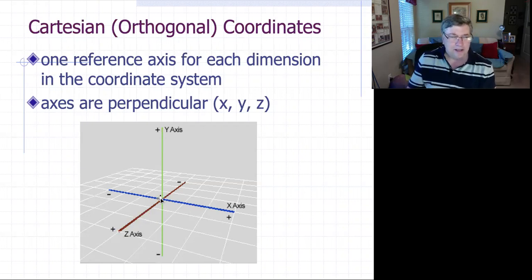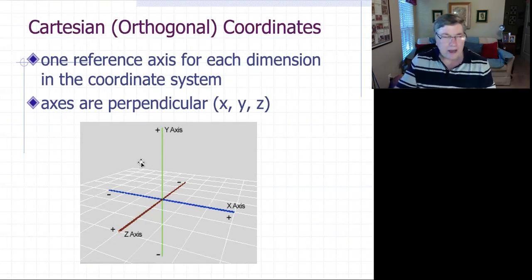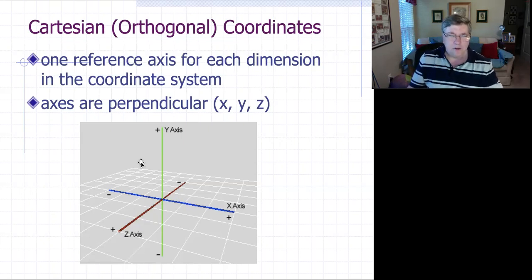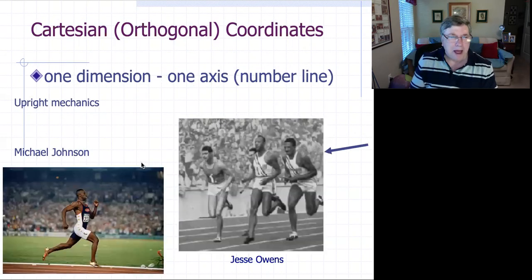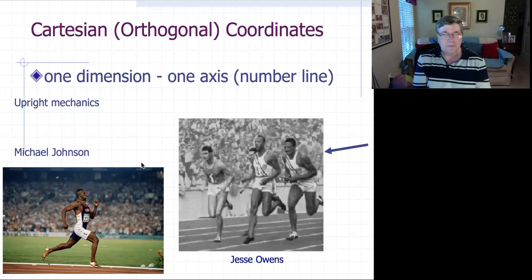The z-axis is perpendicular with the frontal plane, and it basically is where rotation occurs for frontal plane movements. That's going to go from front to back. So let's look at some one-dimensional analysis, then a little bit about two-dimensional analysis, and then three-dimensional analysis.